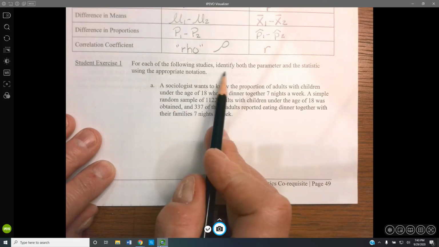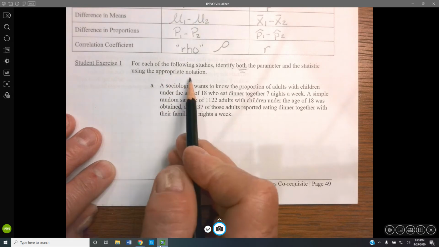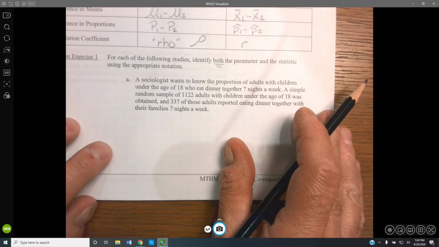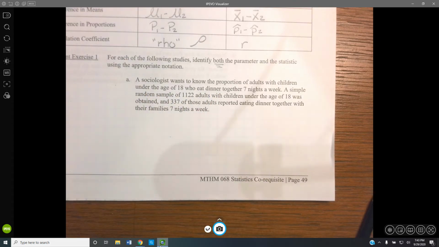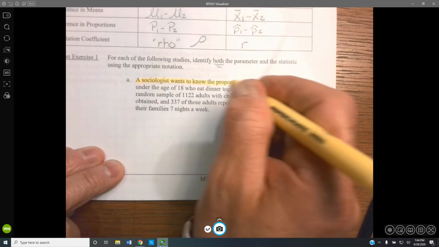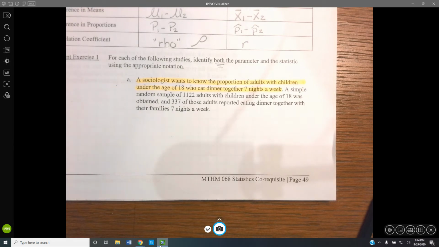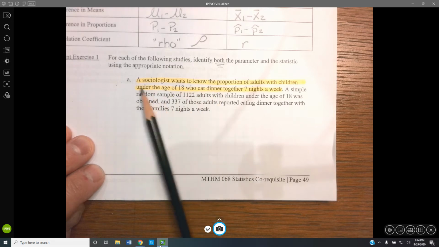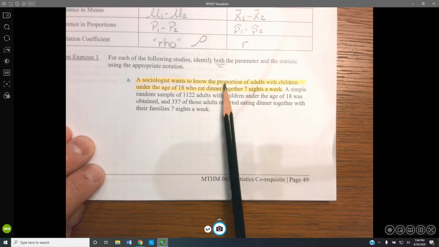It says, for each of the following studies, identify both the parameter and the statistic using appropriate notation. It's going to be a little bit involved, and we'll take care of it. A sociologist wants to know the proportion of adults with children under the age of 18 who eat dinner 7 nights a week. What I'm trying to talk about are all of those people. The population isn't as easy as simply saying P equals. It's identifying the group of people that we're looking to imply something to. Notice it's also a proportion.